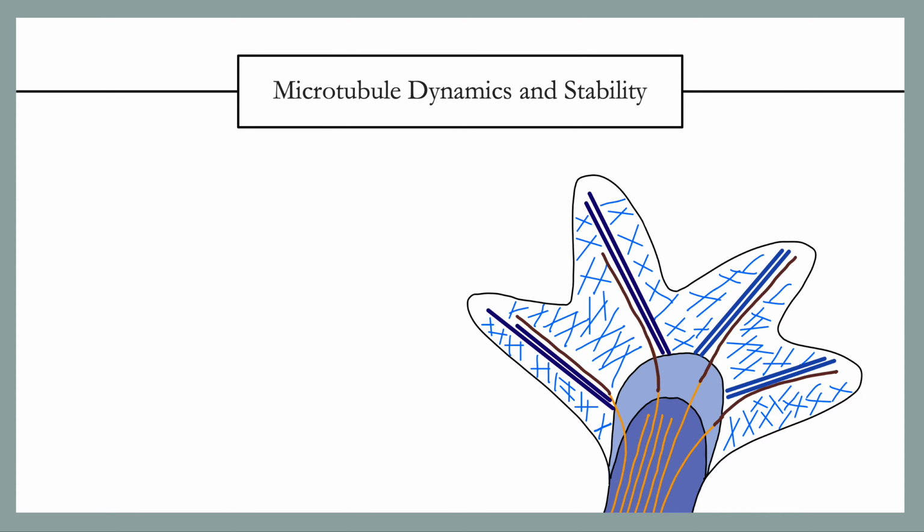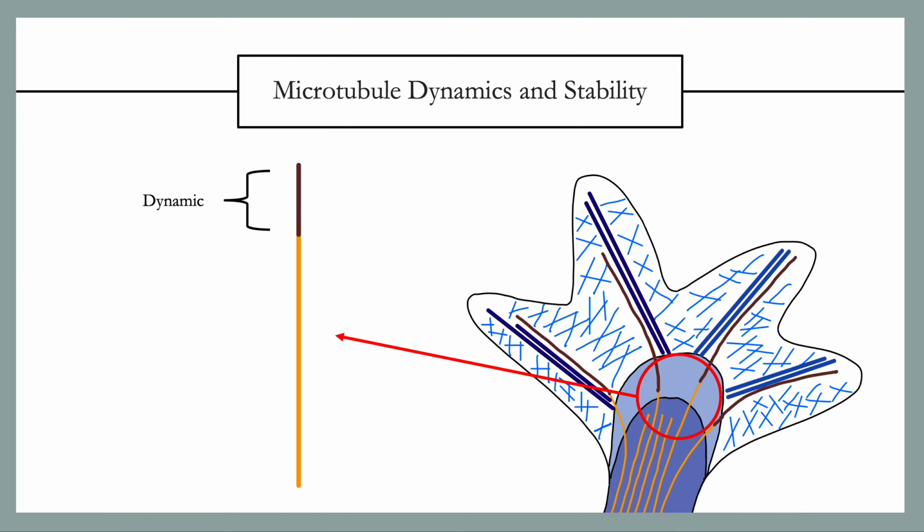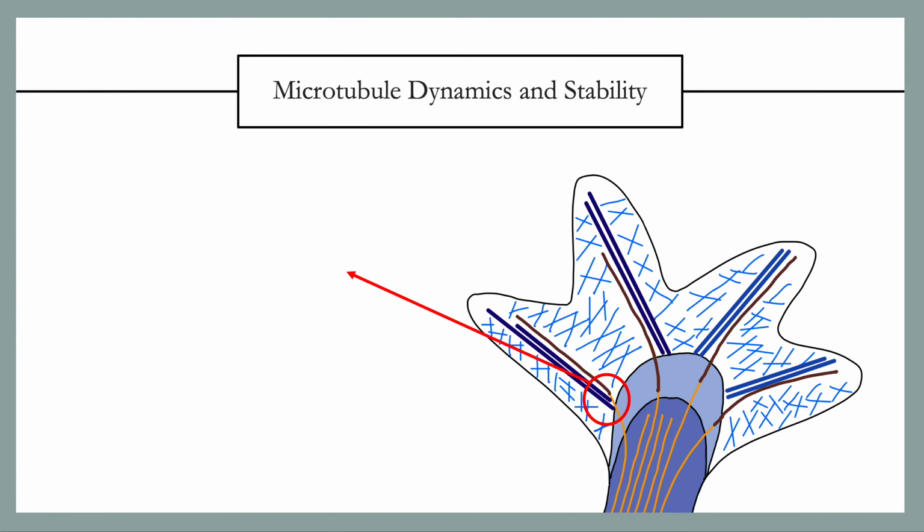I've placed another schematic of our simulated growth cone to include the microtubules. If we zoom in again to look at a single microtubule, you'll see a dynamic region, shown in dark brown, and a stable region, shown in orange. The dynamic region is capable of random growing and shrinking, while the stable region stays as it is. Our model incorporates 4 major states of exploratory microtubules.